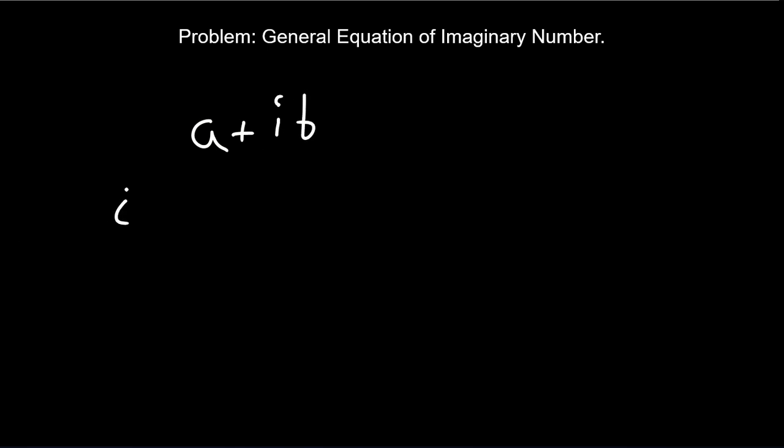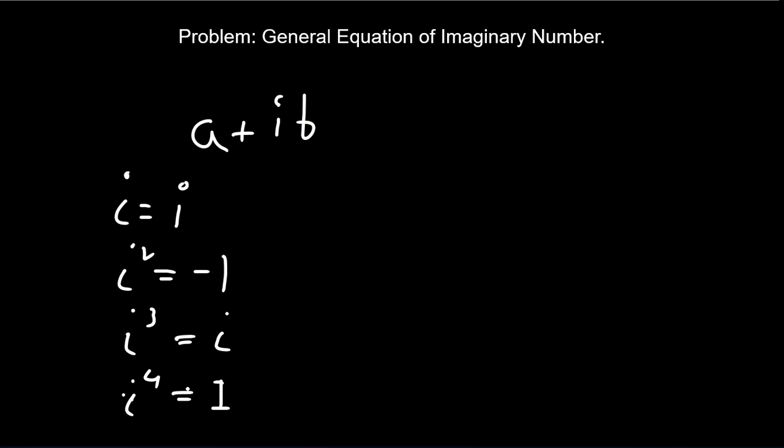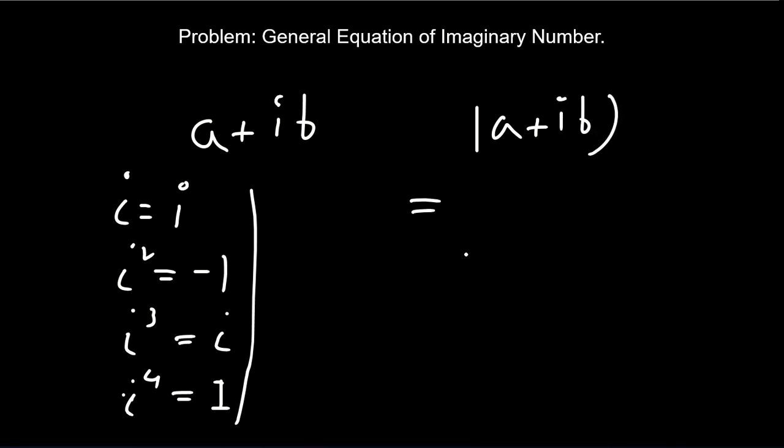Normally i equals i, i squared equals minus 1, i cubed equals minus i, and i to the power 4 equals 1. So these are the basic rules. Here, the modulus of a plus ib equals root over a squared plus b squared.